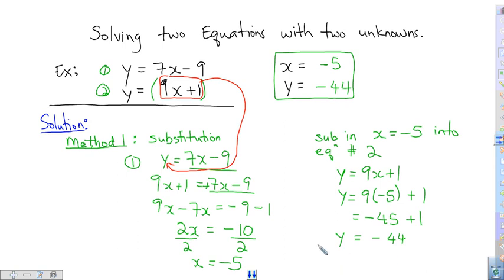Okay, in the next video, we will talk about another method to solving the same problem, which is the elimination method.